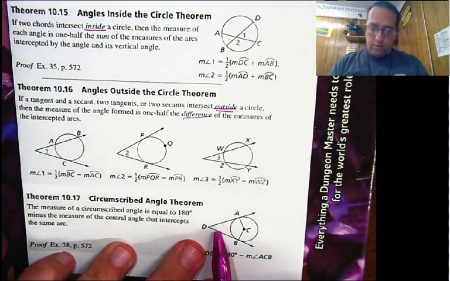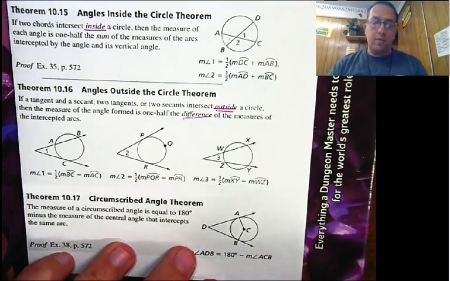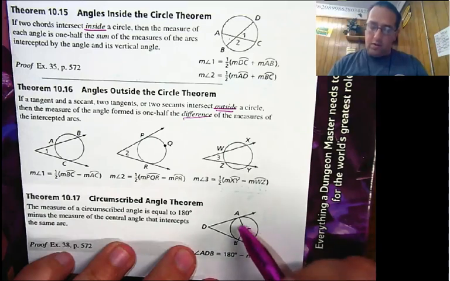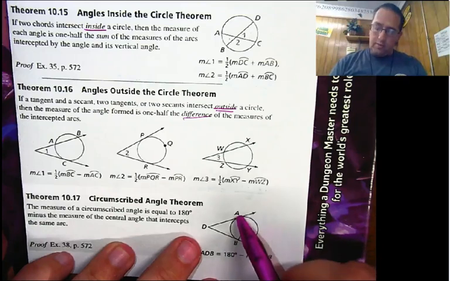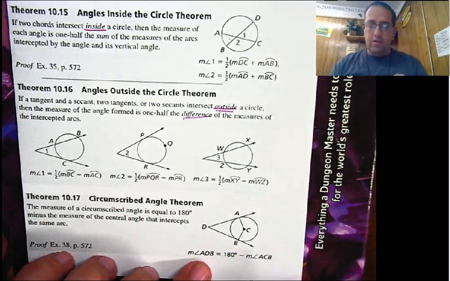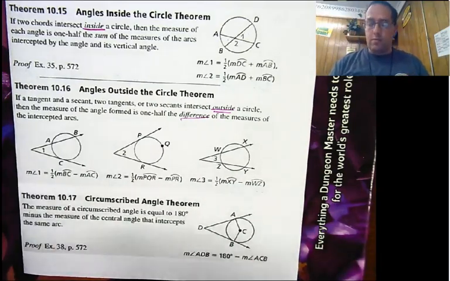The measure of the circumscribed angle, angle D, is equal to 180 minus the measure of the central angle that intercepts the same arc. Okay, so we see angle D is tangent at A and B. So angle C here is the central angle that intercepts arc AB. And this is always going to be a minor arc every time. All right. So angle D is 180 minus the measure of angle C. Okay, minus the measure of that central angle. So that's pretty simple. It can be a little weird doing things with it, but it's pretty useful.